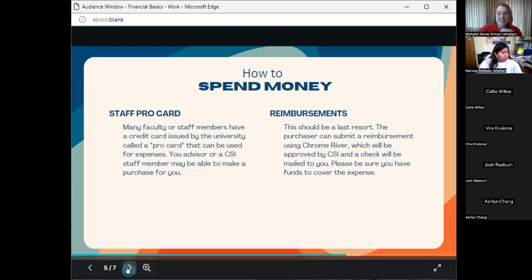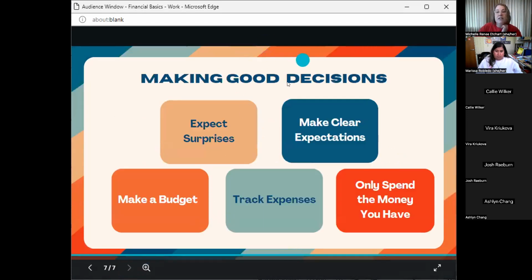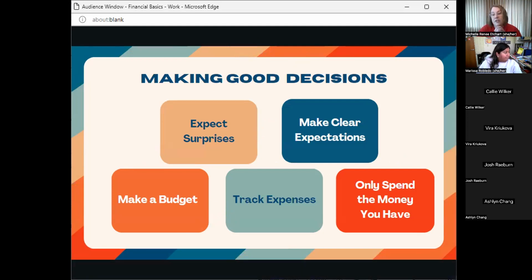Okay, last slide. Oh, how to spend money in ProcureSU. I've talked about this. This is how to find it, know your activity string, and you shop. Really the last slide. So this is what I call making good decisions. Here are some things I really want to encourage you to do.